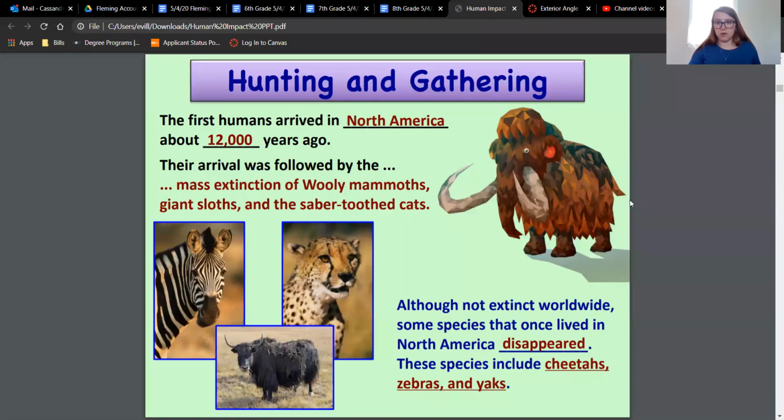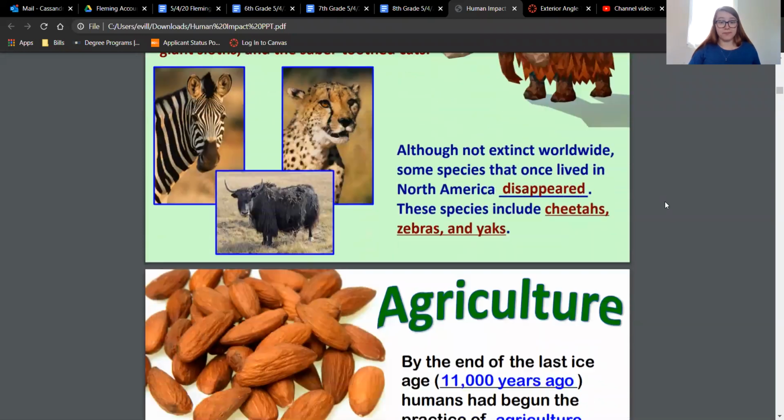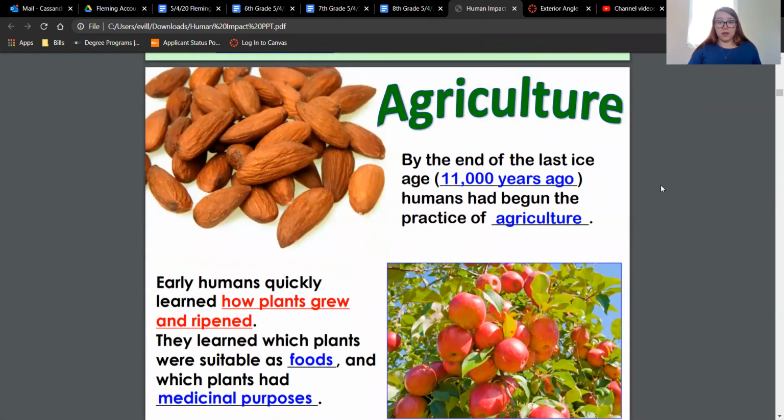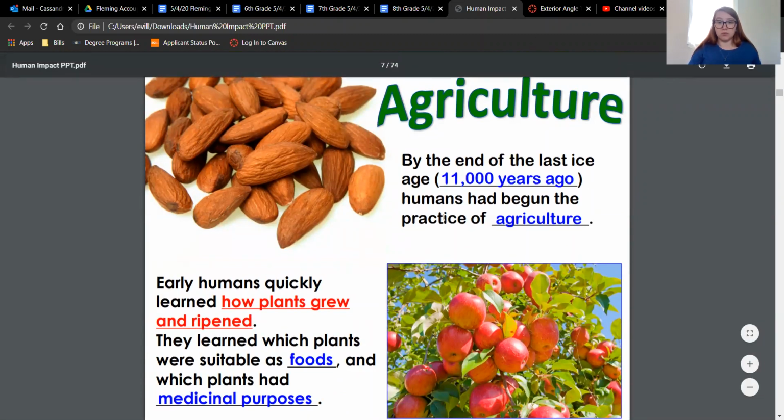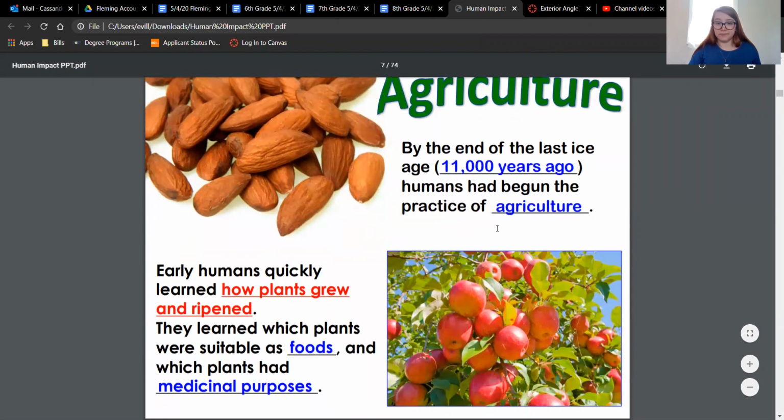So yesterday we ended off on hunting and gathering, which brings us to today, agriculture. By the end of the last ice age, which was about 11,000 years ago, humans had begun the practice of agriculture. Early humans quickly learned how plants grew and ripened. They learned which plants were suitable as foods and which plants had medicinal purposes, so they could use as medicine.